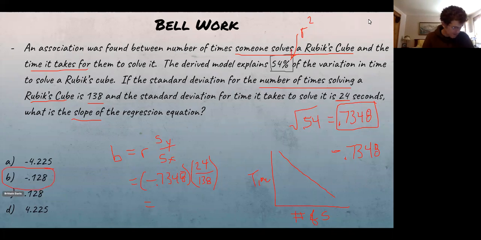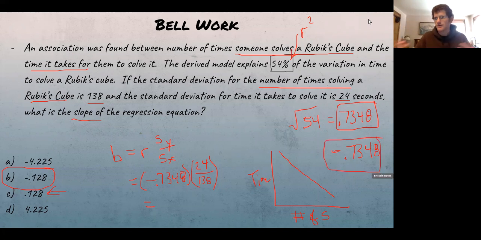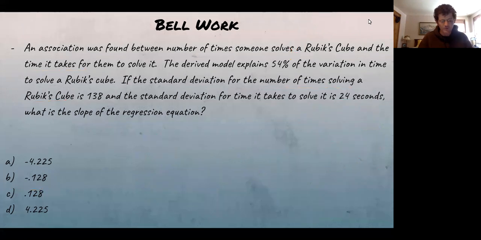A lot of you knew how to use this, but you forgot to turn it into a negative correlation. If you still have questions on that, we can come back to it, but hopefully you see that B should be the correct answer. Now, if you got C, that means you were doing almost everything right. You just mixed up on one part. That's an easy fix.